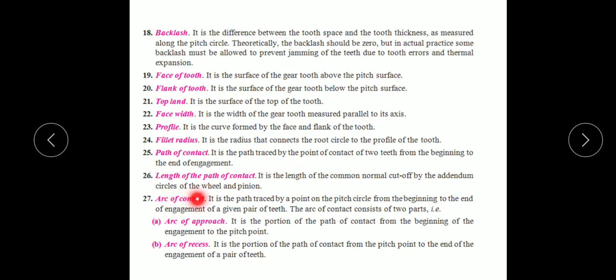We will find the equations for the length of path of contact and arc of contact. And on those occasions, I will explain these points, the arc of approach and arc of recess. This is the splitting of the arc of contact into the arc of approach and arc of recess. Arc of approach is the portion of the path of contact from the beginning of engagement to the pitch point, and arc of recess is the portion of the path of contact from the pitch point to the end of engagement of the pair of teeth.